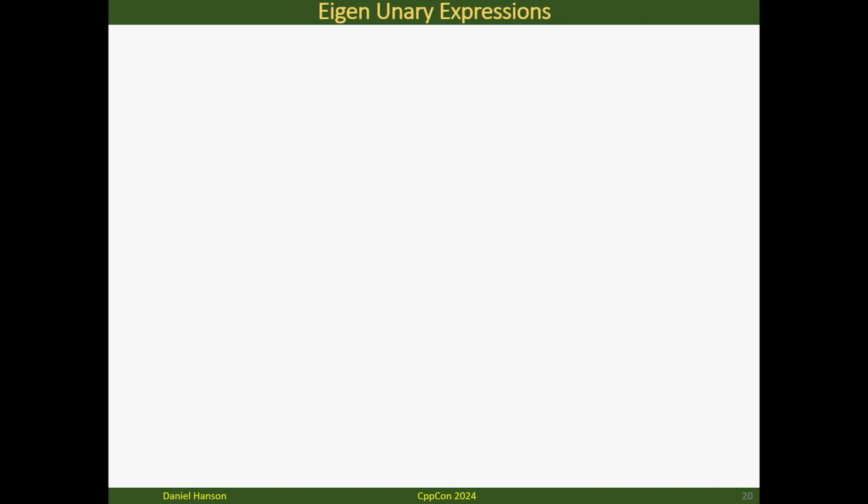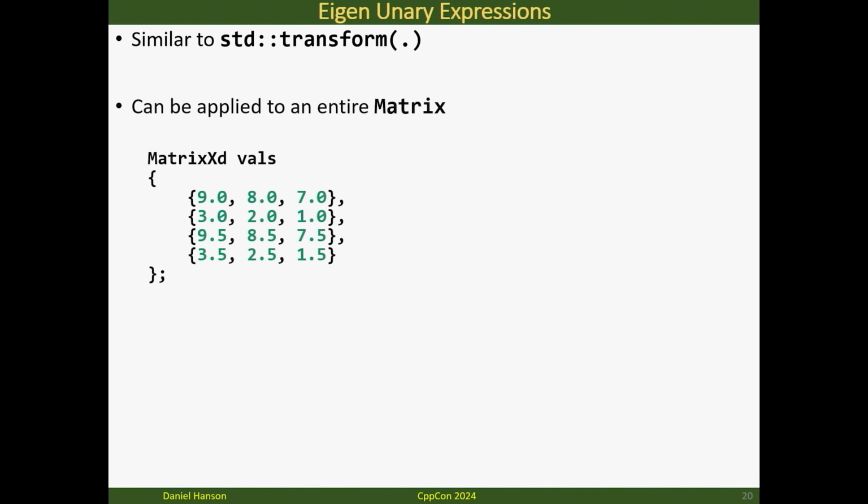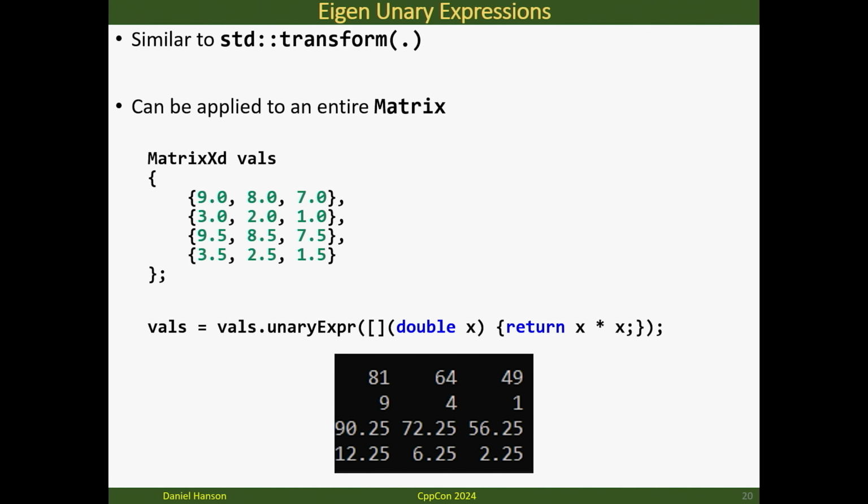There's also a unary expression that's similar to transpose that's provided with Eigen. You can apply this to an entire matrix or a vector. So if you have, say, a matrix vals, like you see here, you can call this member function called unary expression, and you just pop in an auxiliary function, just like you would do with std transform. And this could be a lambda, it could be a functor from a class, it could be a standalone function. Again, just like you would use with standard algorithms. And taking the square of each, you get the expected result.